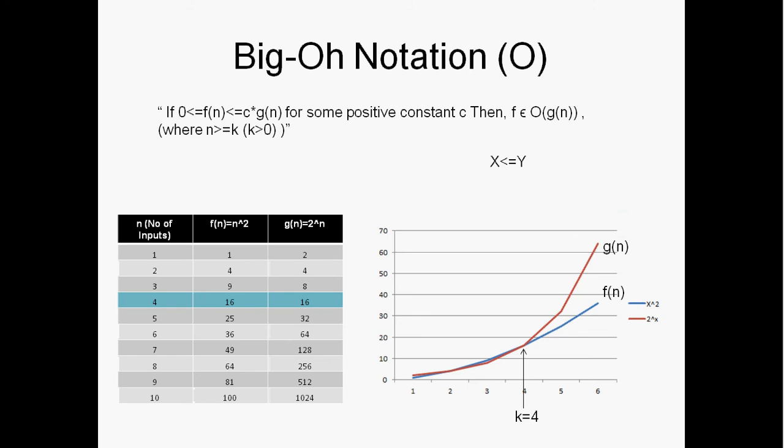If any function f is less than or equal to c multiplied by function g for some positive constant c, then f belongs to big O of g, or you can say big order of g, wherever n is greater than or equal to k, and k should always be greater than 0. So after you find one point k, after that this function will always be less than or equal to the other function, so function f would be in the order of g.